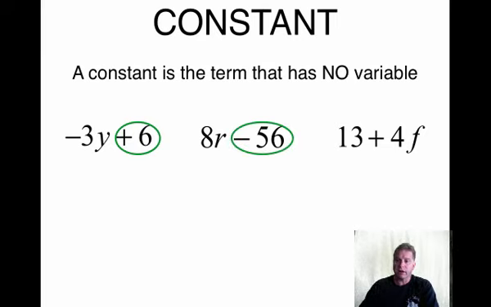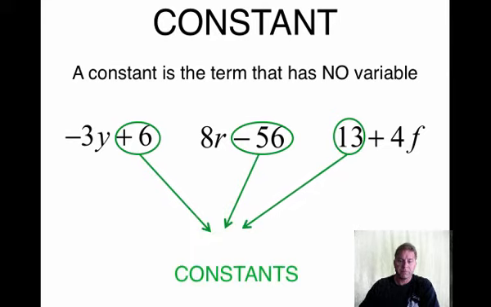Look at the sign in front. And then the 13, is that going to be a positive or negative 13? Don't look at the back. Don't look at that plus, because that plus is talking about the 4f. That's a positive 4f. Look at what's in front of the 13. There isn't anything, so think of that as a positive 13. All of those are constants.